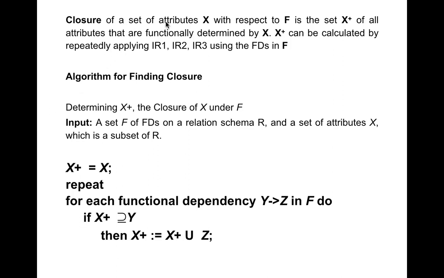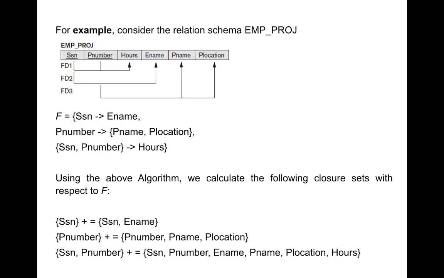The closure of a set of attributes X with respect to F is the set X plus of all attributes that are functionally determined by X. X plus can be calculated by repeatedly applying IR1 to IR3 using the functional dependencies in F. Let's see how we can find the closure. Let's first take an example and then come back to this algorithm.